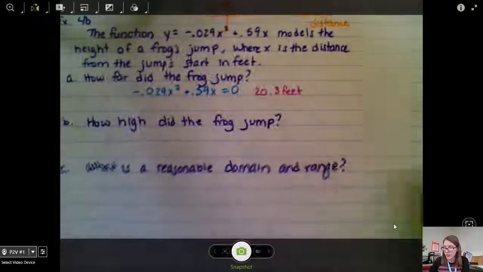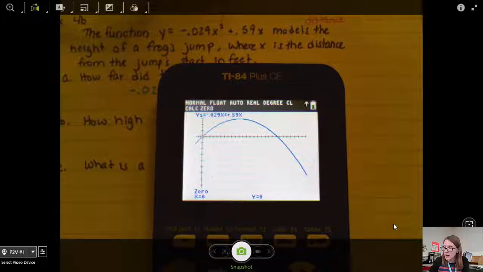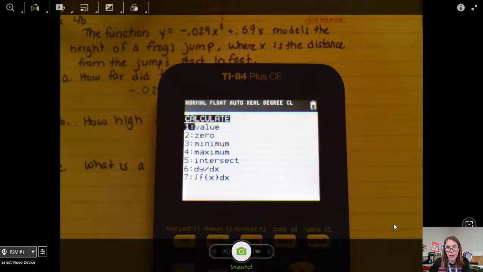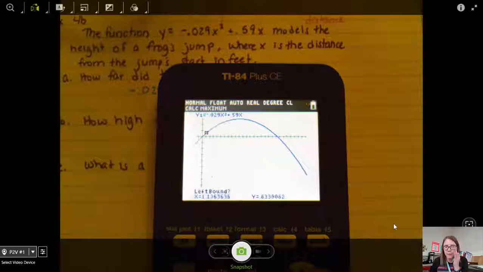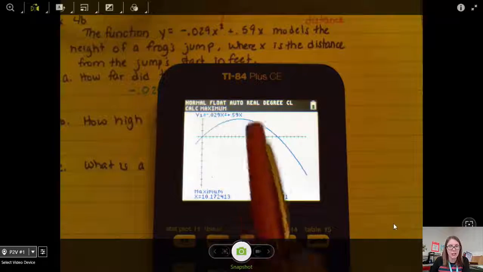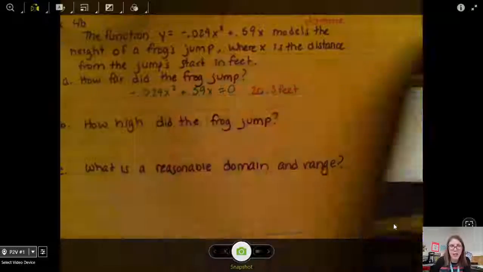How high did the frog jump for part B? Well, we have to find our vertex here. So we go to second calc. Since we have an upside down parabola, this is a maximum value I'm trying to find. Left bound, right bound again. We need to be on the left side of the vertex, then the right side of the vertex, and we can hit enter. All right, so which one is telling us the height of the frog? That 10.17 is the horizontal distance. This 3 is our height. So 3.00, our frog jumped 3 feet.